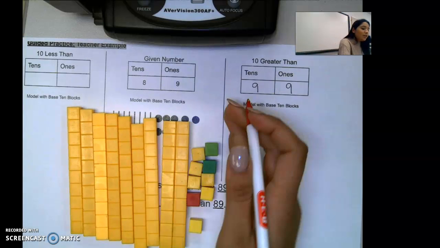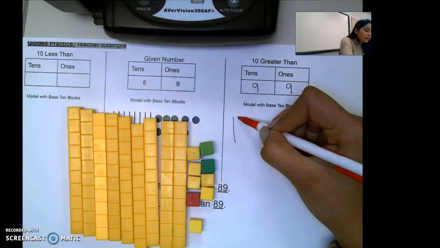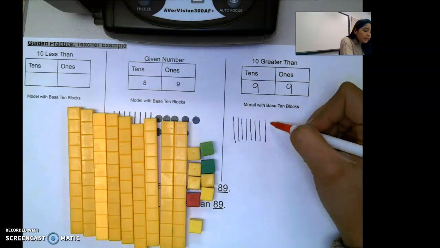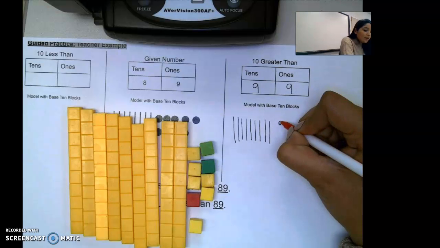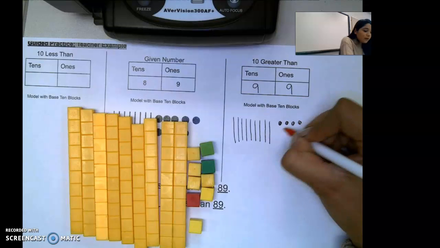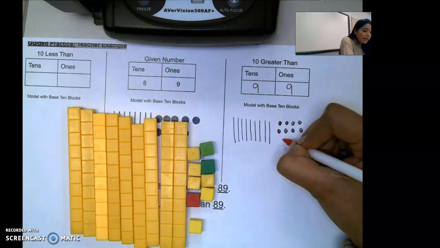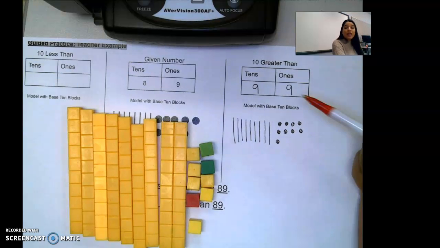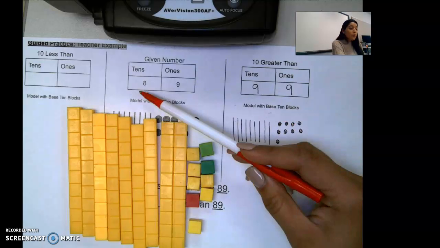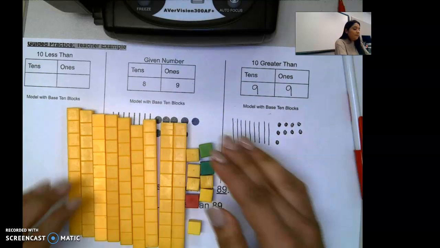So now we're going to draw our 10s. 1, 2, 3, 4, 5, 6, 7, 8, 9. And we're going to draw our ones. 1, 2, 3, 4, 5, 6, 7, 8, 9. So we have 99. 99 is 10 more than 89.